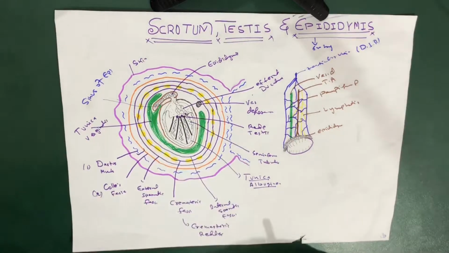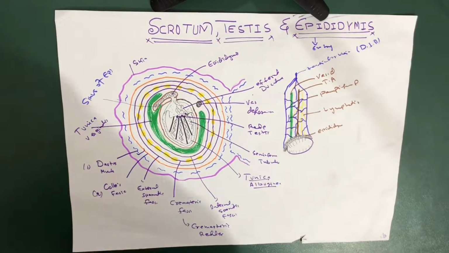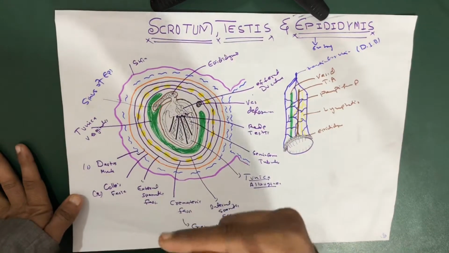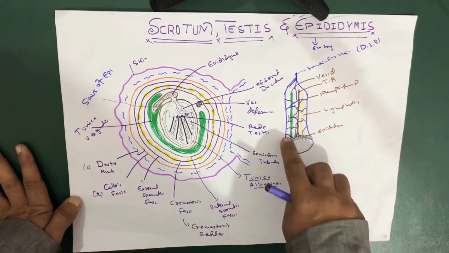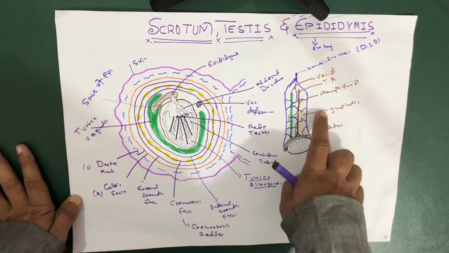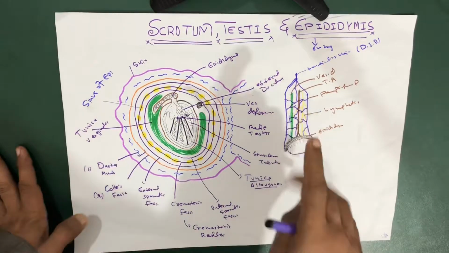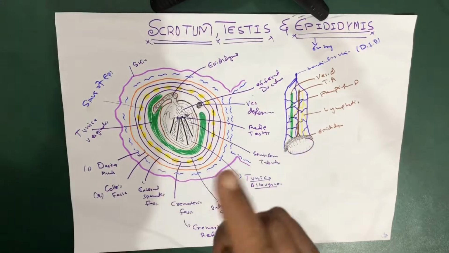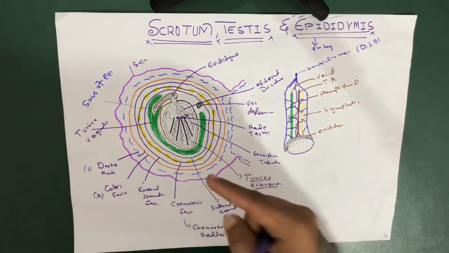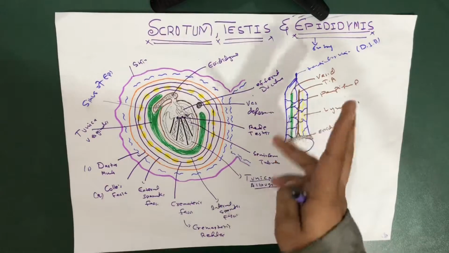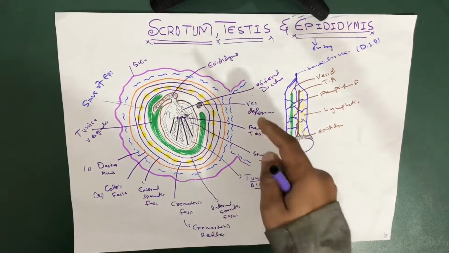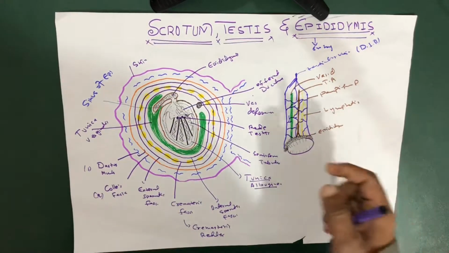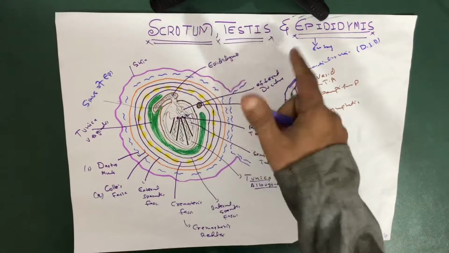Now let's talk about the blood supply of the testis and epididymis. For the venous drainage, it is the pampiniform plexus, right? For the arterial supply, it is the testicular artery, which is a branch of the abdominal aorta. And for the lymphatic drainage, it is the para-aortic lymphatic drainage. So that's it regarding the topic of scrotum, testis and epididymis.